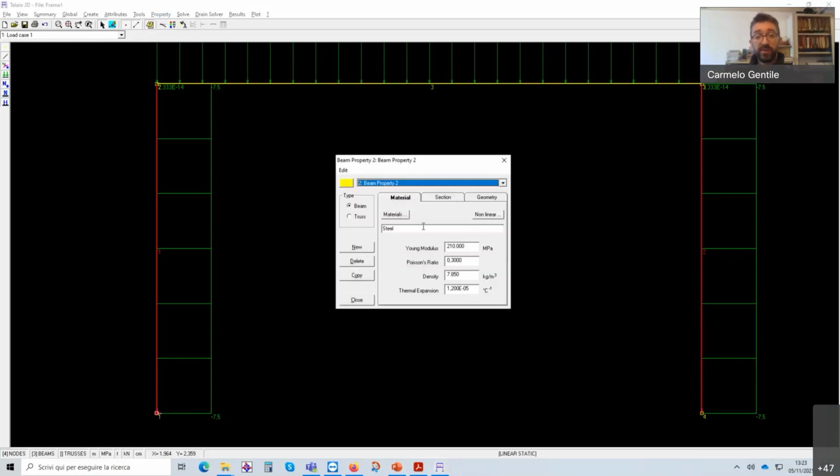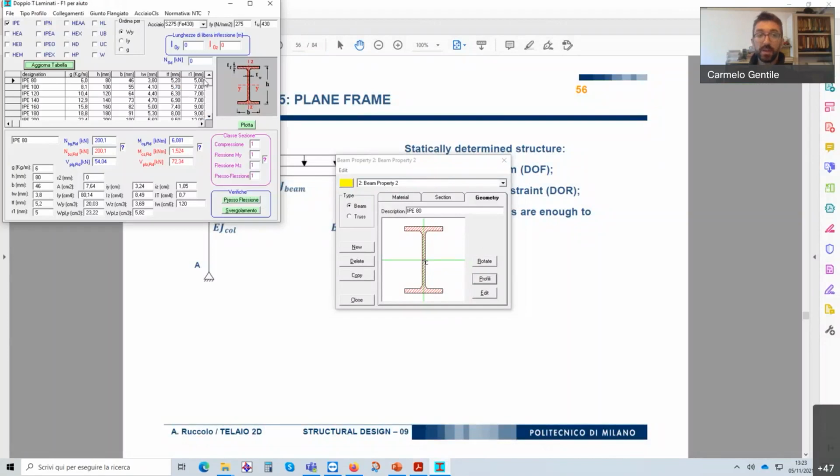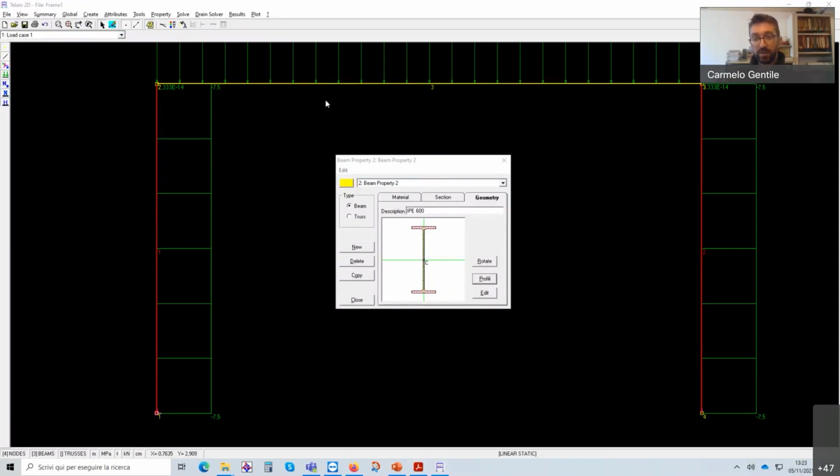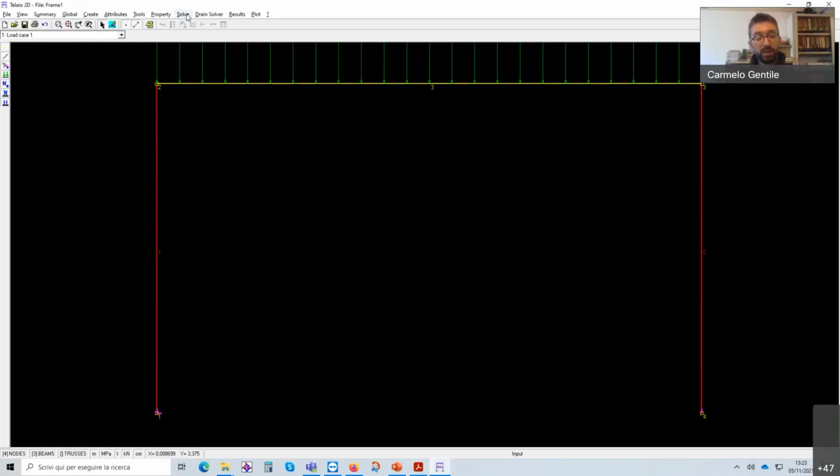Now, what happens if the beam, so the property 2, is no longer an IPE 220, but becomes an IPE 600? So if I increase the stiffness of only the beam, what will happen in your opinion? Do the axial forces or the internal forces or the actions change? Come on, yes, no?